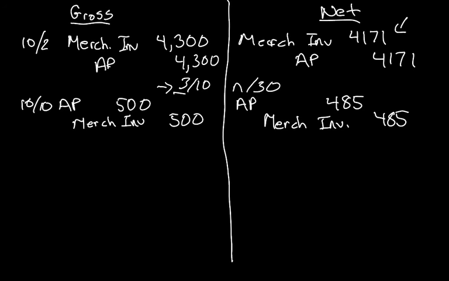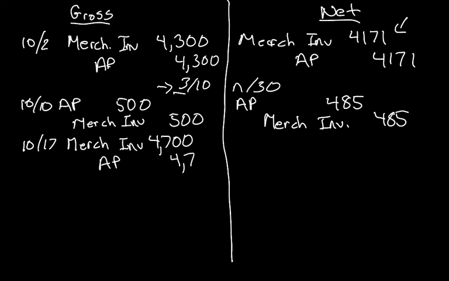Going on, October 17th, the company purchased merchandise for $4,700. Invoice dated October 16th. Terms 2 of 10 and 30. Now, this is an October 17th transaction. On the gross side, we purchased the material for $4,700. We're going to put the transaction in the books for that $4,700. Credit the accounts payable, $4,700.